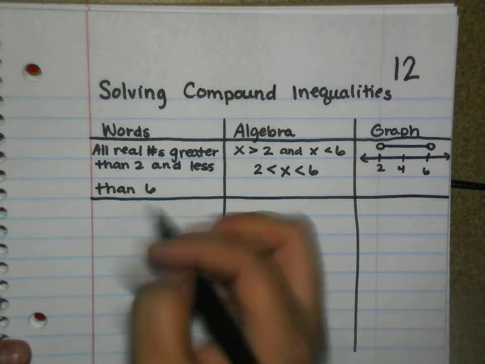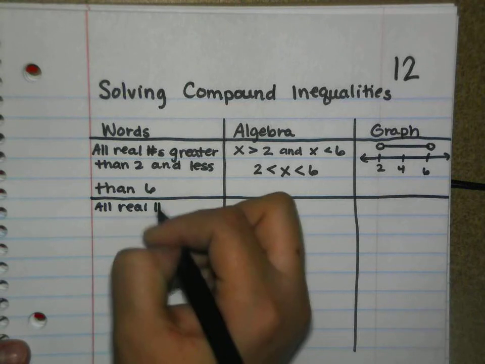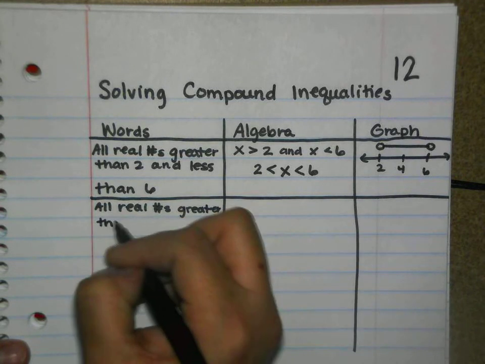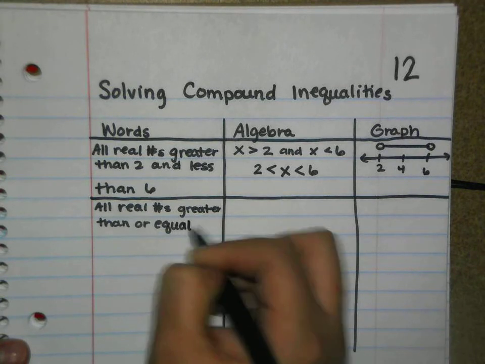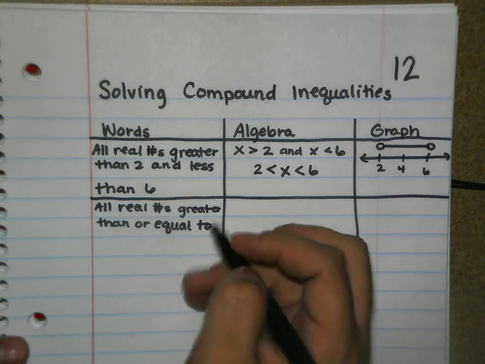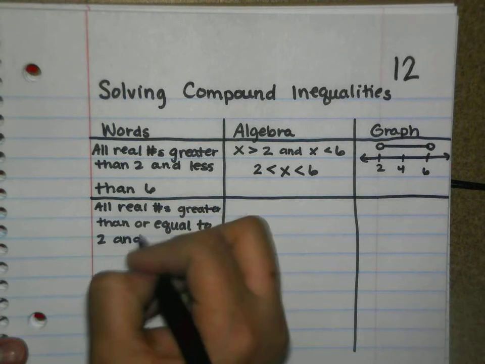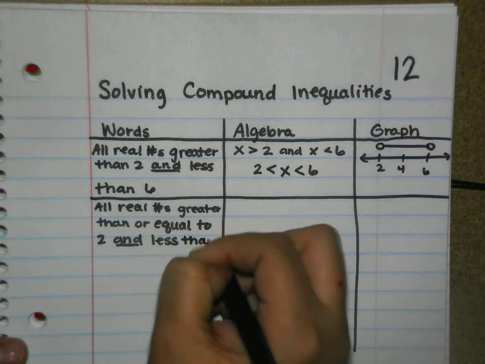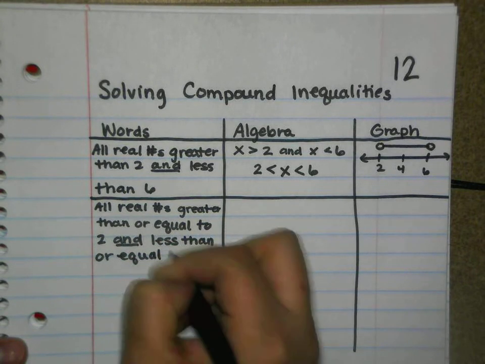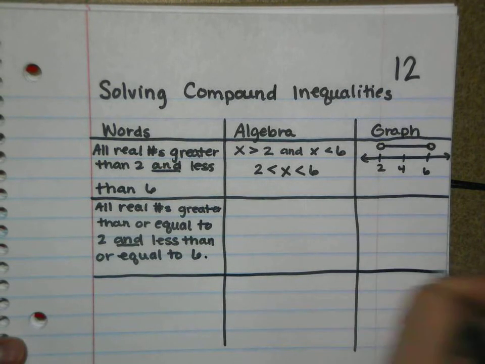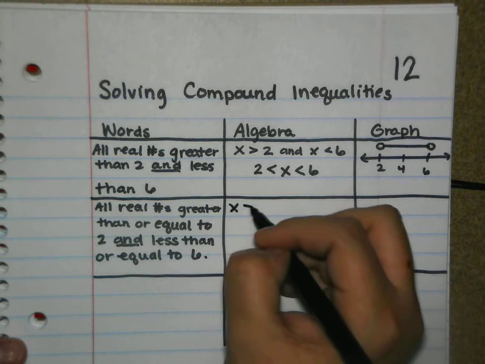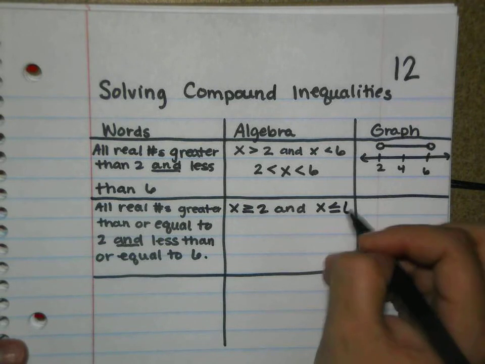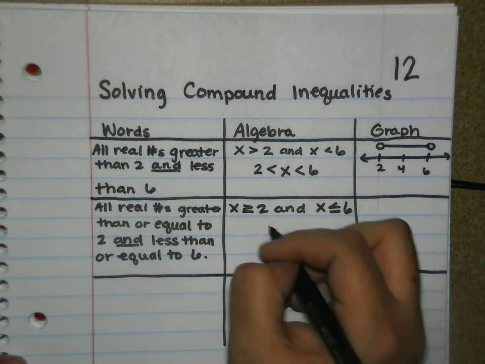We're going to have all real numbers greater than or equal to 2 and less than or equal to 6. Greater than or equal to 2, and the key word here is and, less than or equal to 6. Okay, so separately that would look like x greater than or equal to 2 and x less than or equal to 6. When we put them together in a compound inequality, we would have x in the middle.